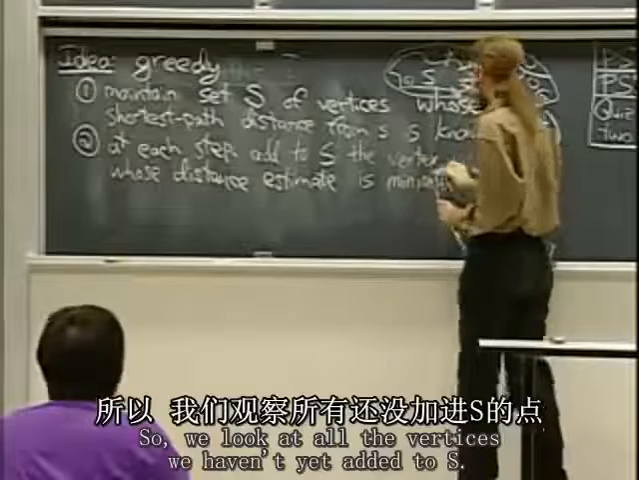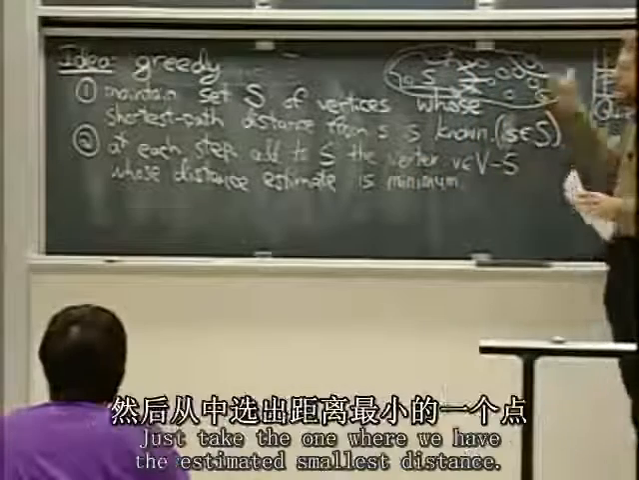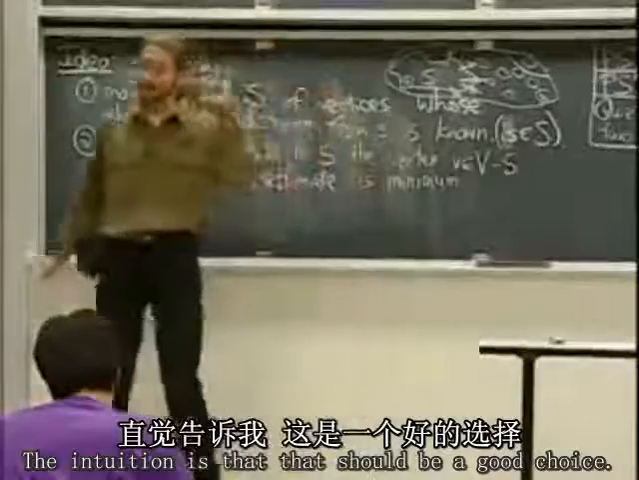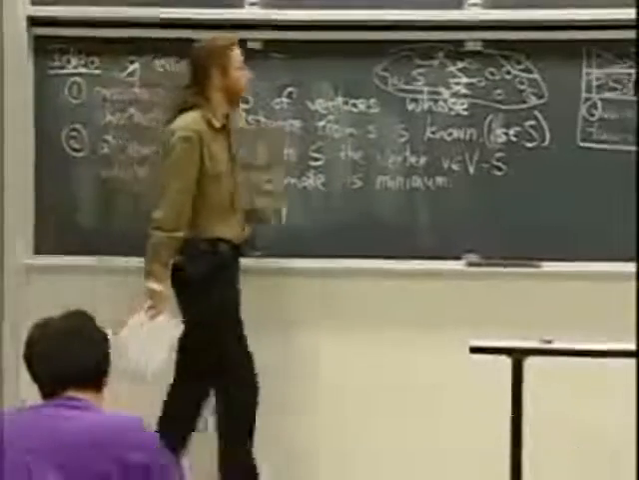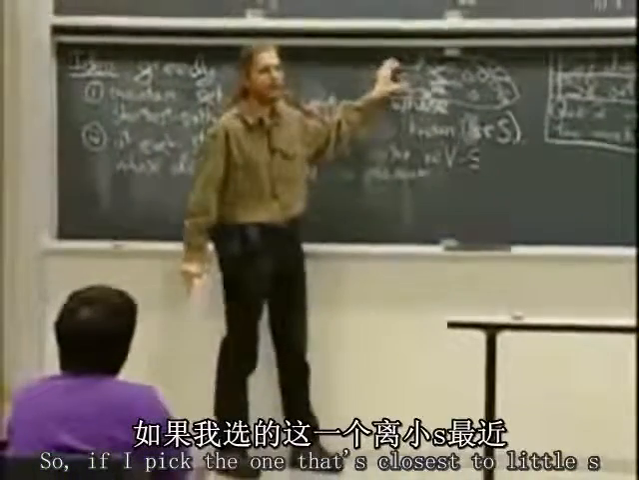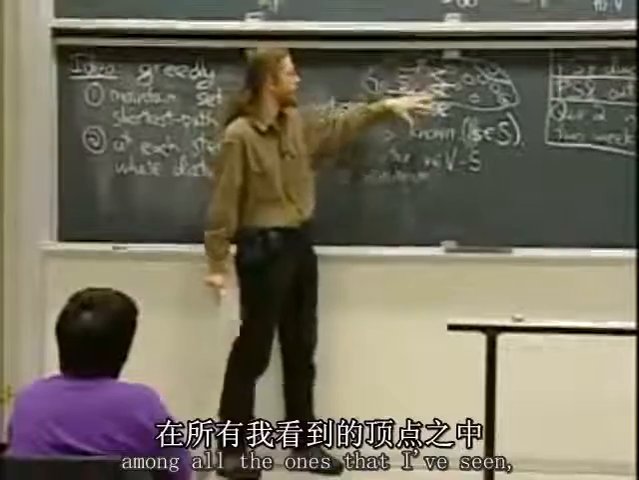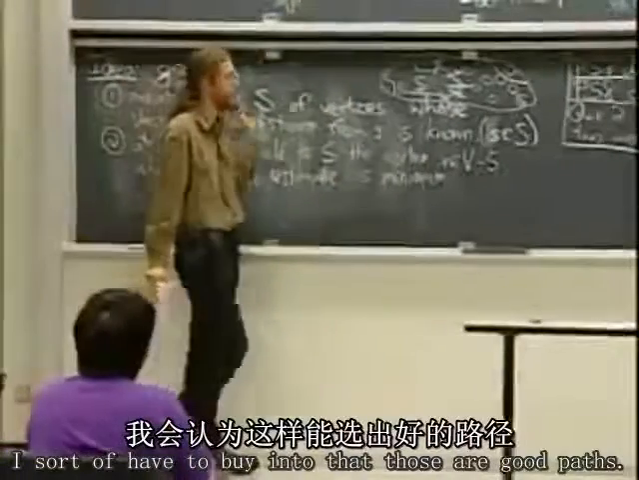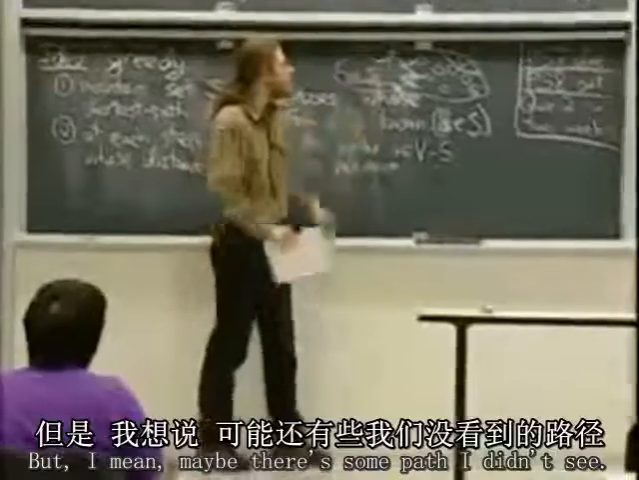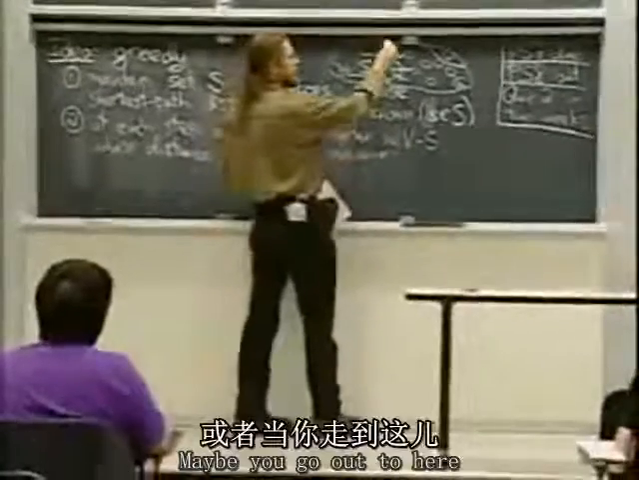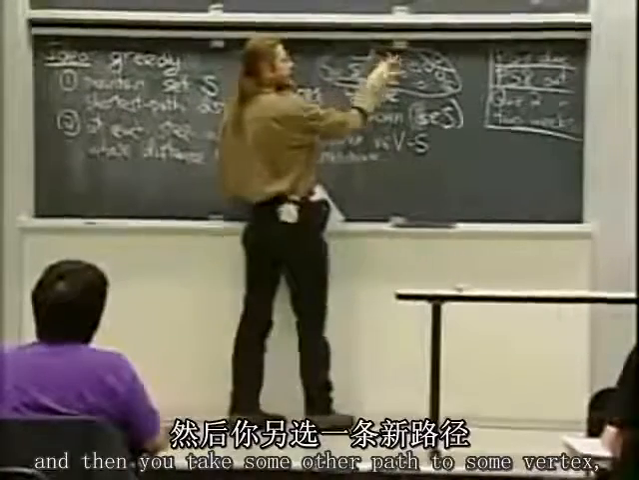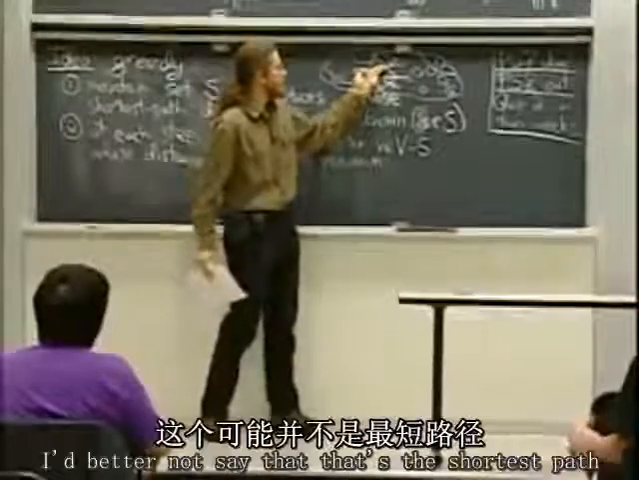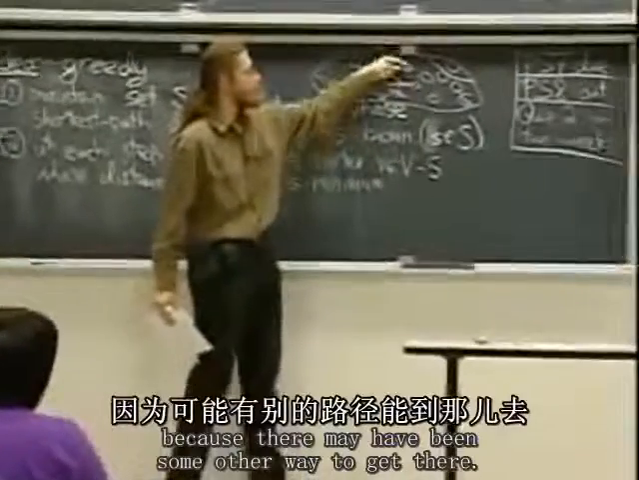So we look at all the vertices we haven't yet added to S. Just take the one where we have the smallest estimated distance. The intuition is that that should be a good choice. Because if I pick the one that's closest to S, closest to little s, among all the ones that I've seen, among all the paths that I've seen, I sort of have to buy into that those are good paths. But maybe there's some path I didn't see. Maybe you go out to here, then you take some other path, some vertex which we've already seen. The worry is, I better not say that that's the shortest path because there may have been some other way to get there.